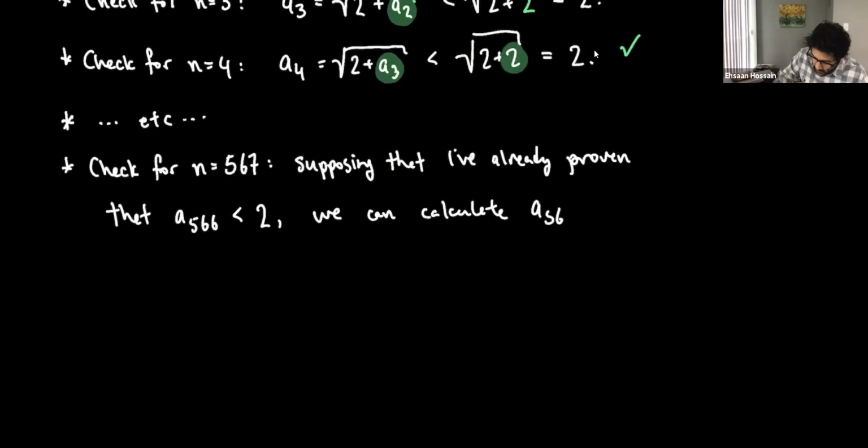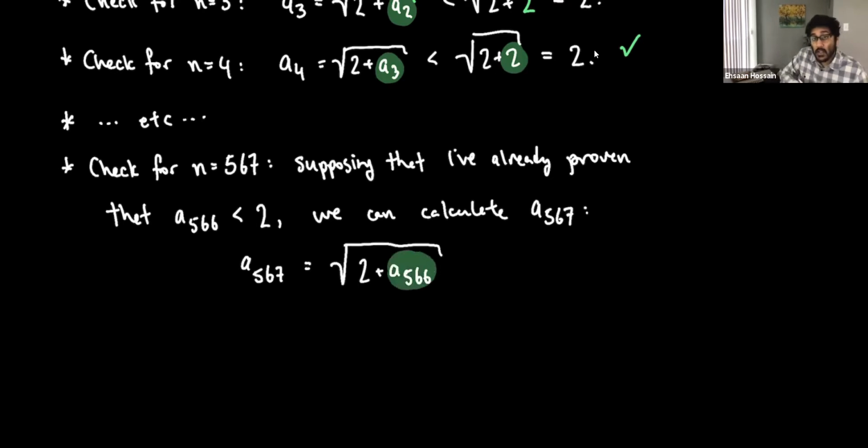A567. I get A567 is equal to the root of 2 plus A566, and by induction, basically, right? Because I know that I'd already proven the previous case, this is strictly less than the root of 2 plus 2, which is 2. See?